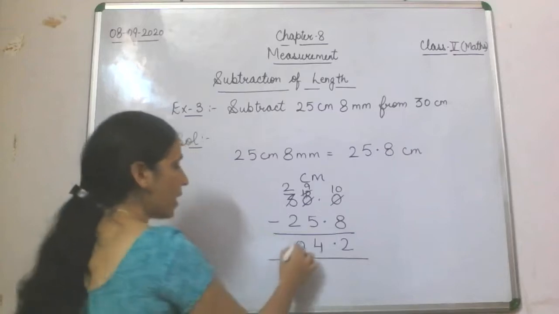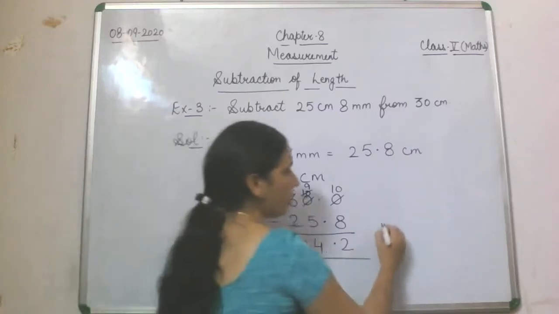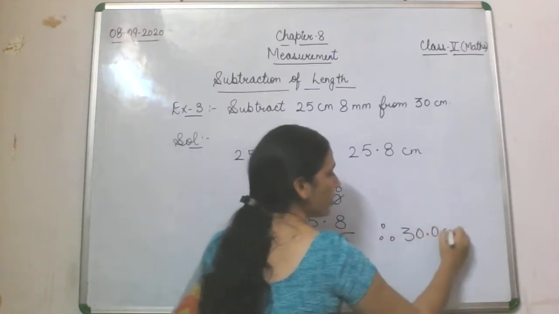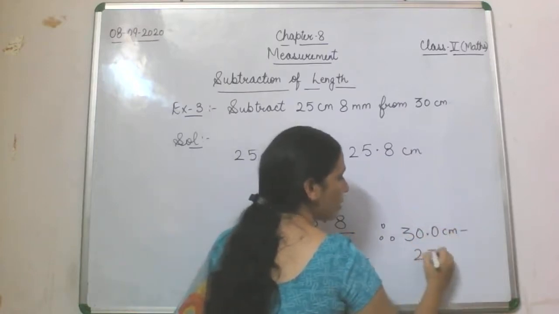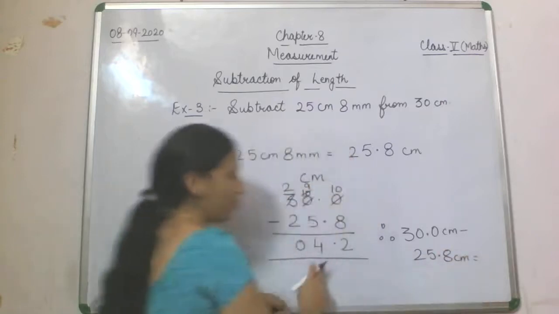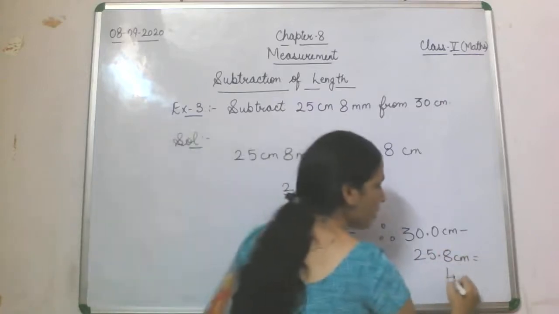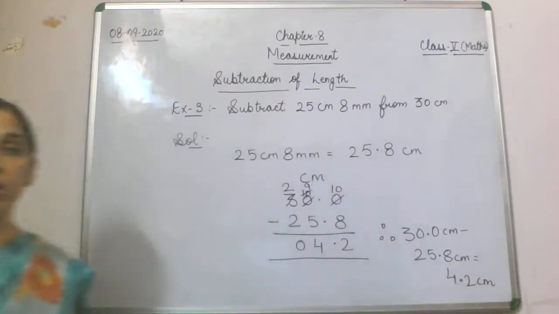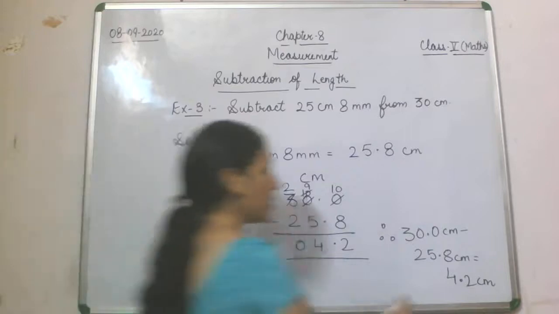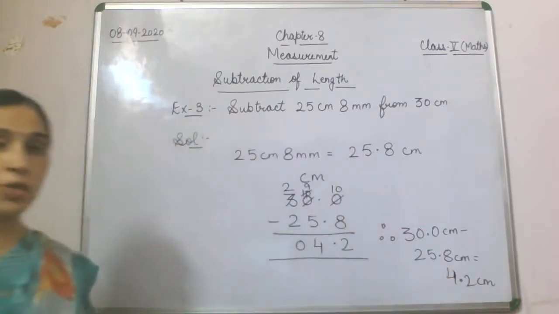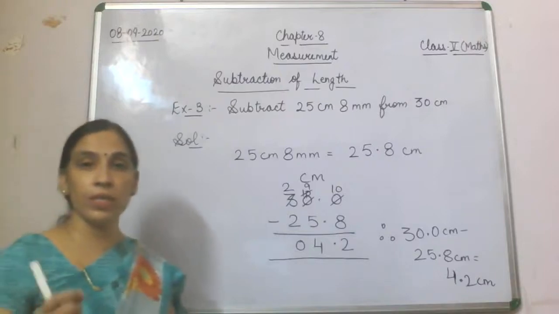So here what is the answer? Therefore, 30.0 centimeter minus 25.8 centimeter is equal to, now this answer we have got in centimeter only. What is the answer? 4.2 centimeter. So let's see what we have done in this question.